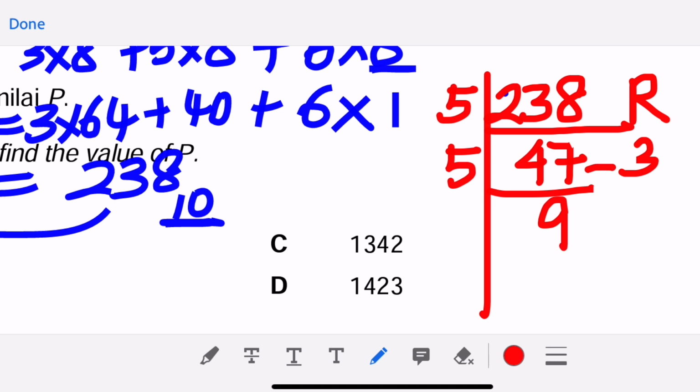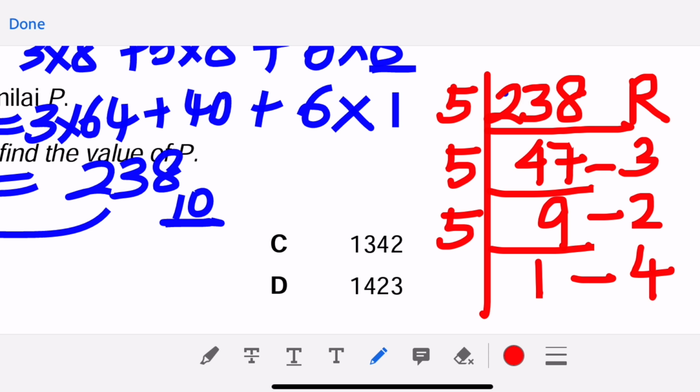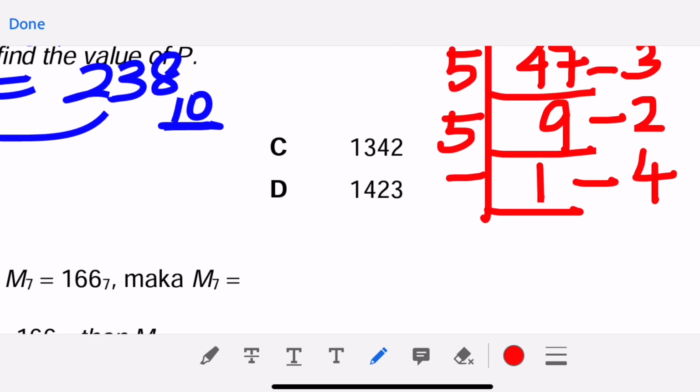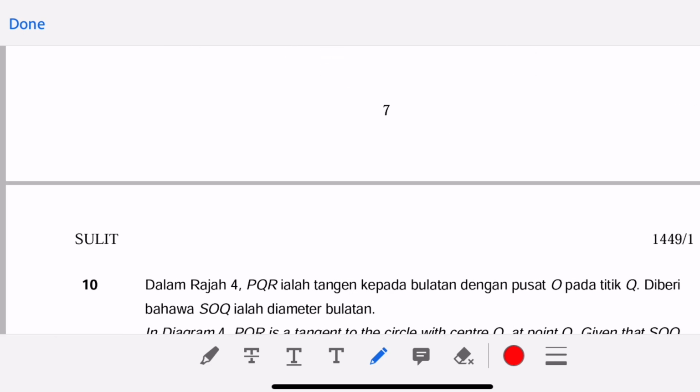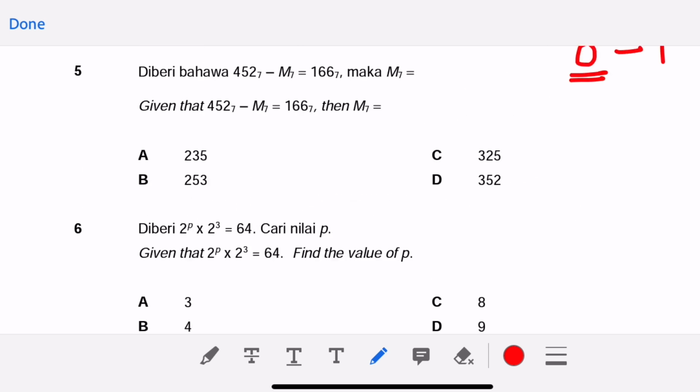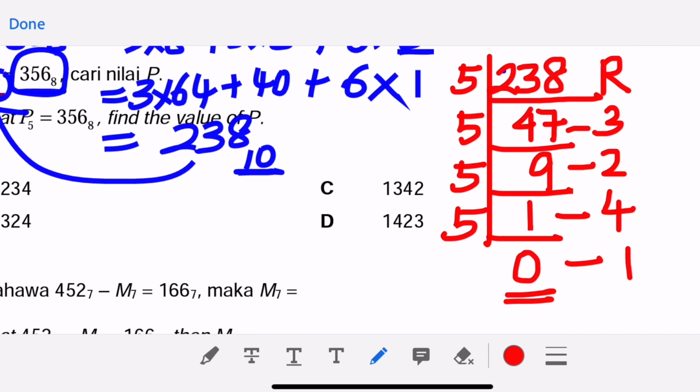45, so the remainder is 2. Keep on dividing, 5, 1, remainder is 4. And then finally 5, 0, 1. Make sure here is 0. And make sure when you read, you must read from bottom up like this.